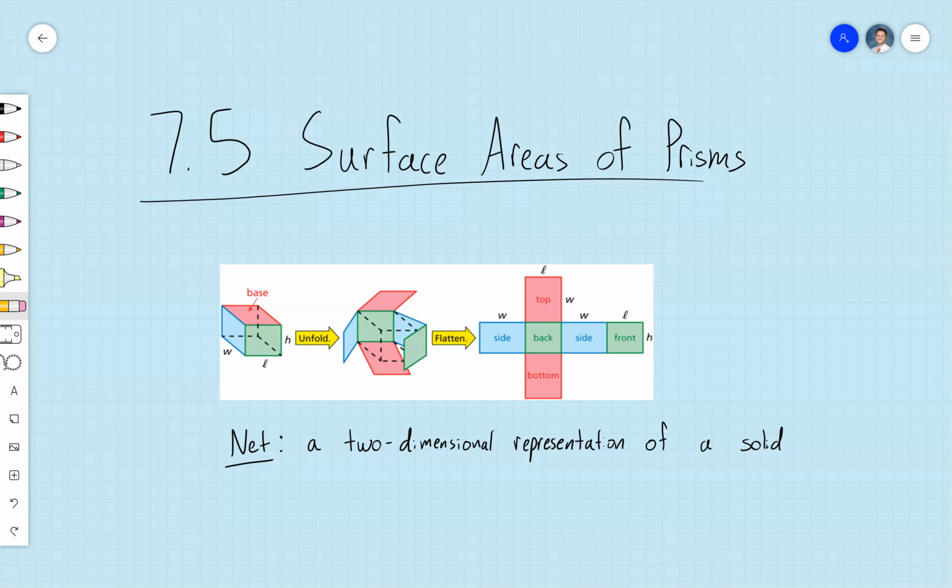One of the helpful things that we can do to find surface area is to find a net of that figure. A net is simply a two-dimensional representation of a solid. You can see here, in this picture, we've unfolded and flattened out our solid so that you can see a net. We've got our blue, which has the two sides of that figure, the green representing the front and back, and the red representing the top and bottom. Once we do this, we can visualize what this prism actually looks like, and then we can use that to help find our surface area.